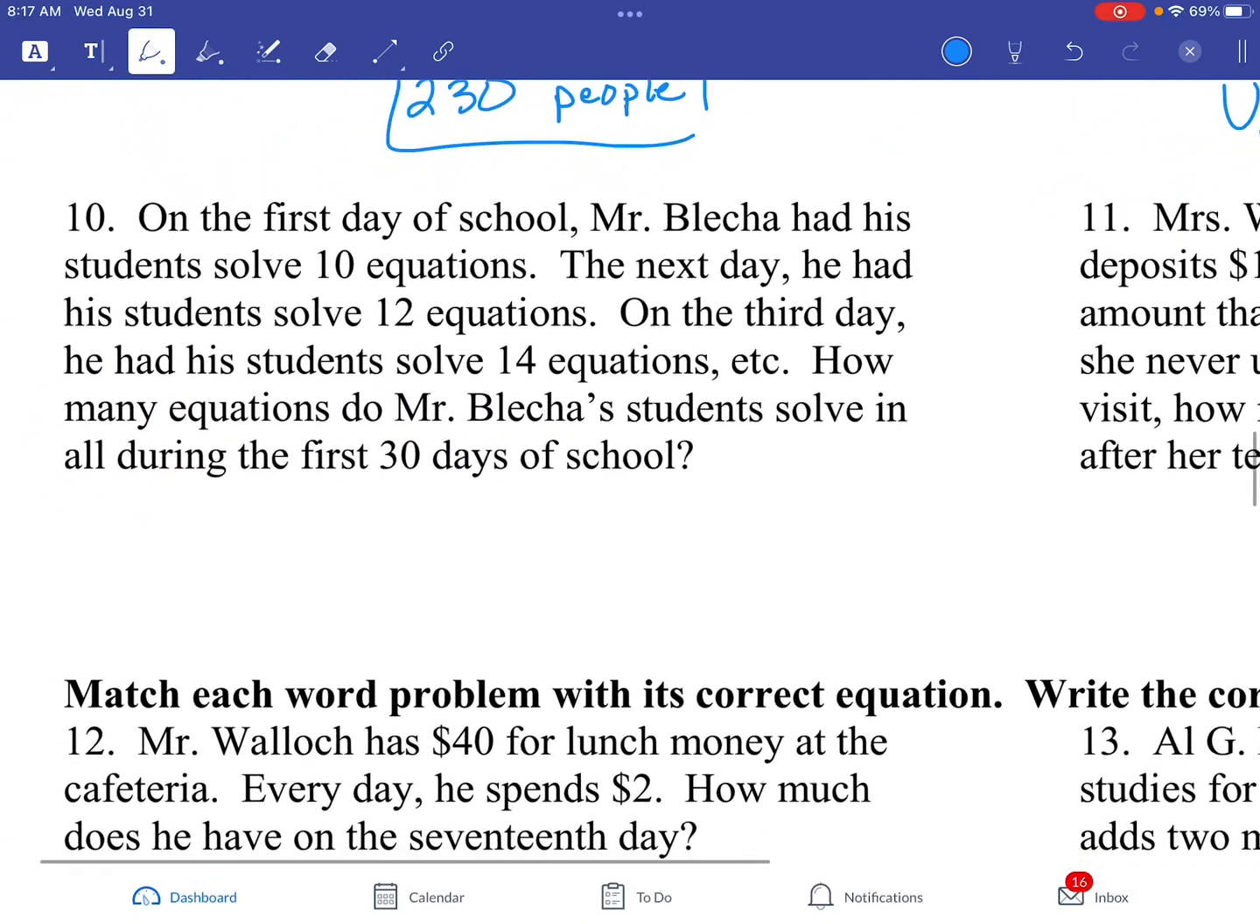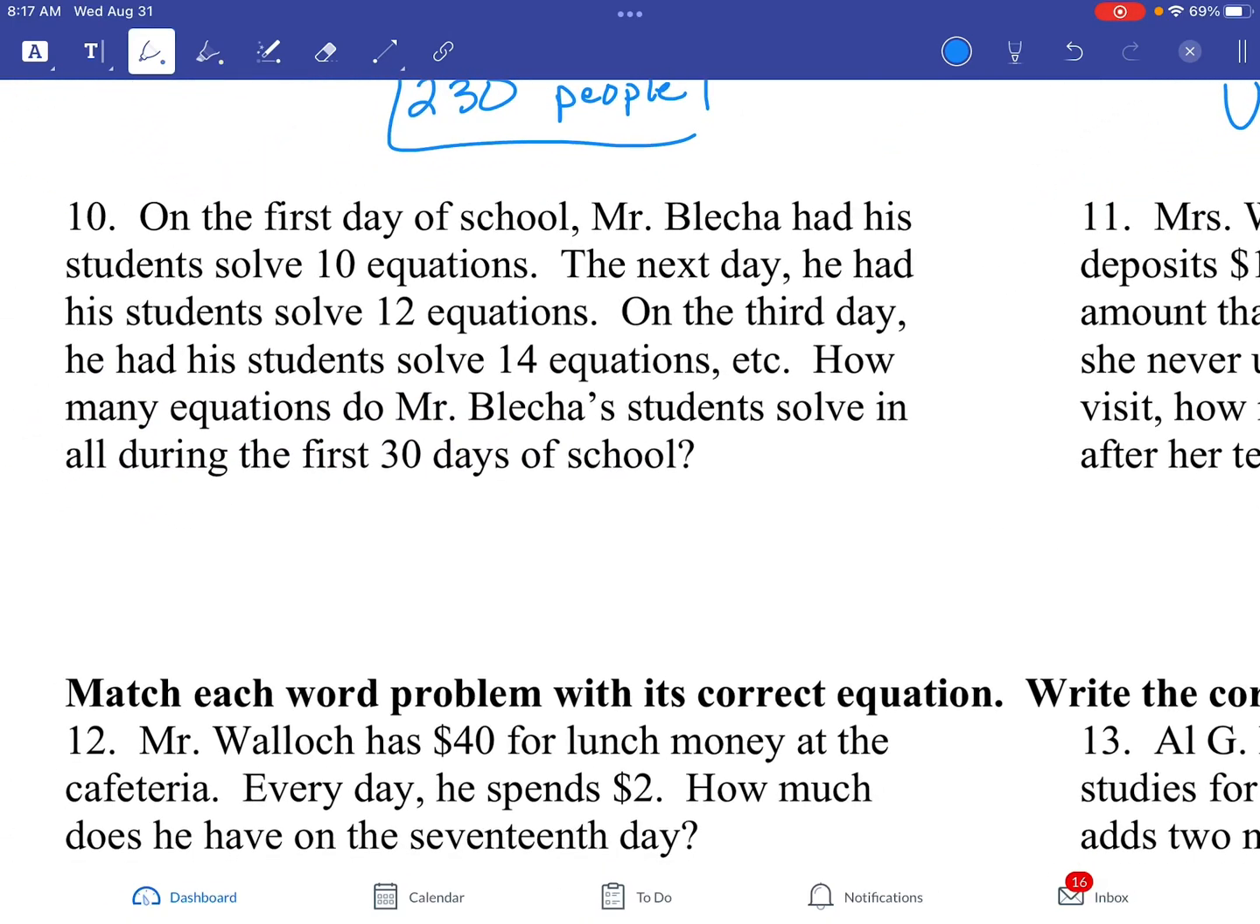All right, number 10. On the first day of school, Mr. Blecker had his students solve 10 equations, and the next day he had the students solve 12 equations, and the third day they were solving 14 equations. How many equations do Mr. Blecker's students solve in all during the first 30 days of school?